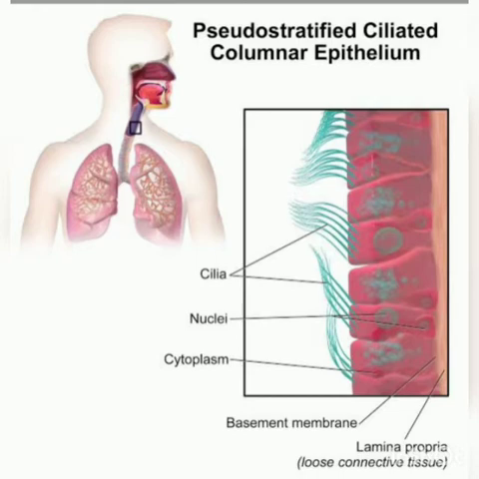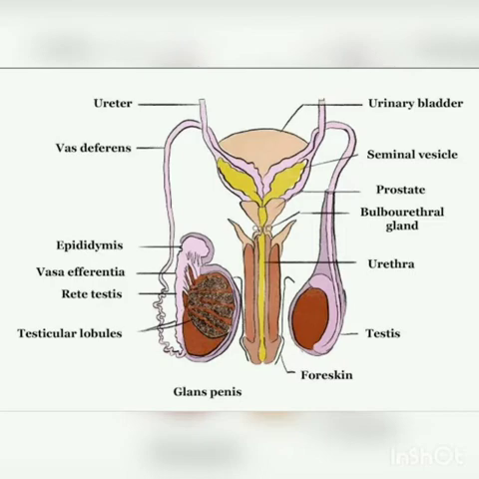The ciliated form lines the trachea, the windpipe, and the upper respiratory tract. The non-ciliated form lines the epididymis. What is epididymis? Epididymis is a part of the male reproductive system. You will start studying all this in the first lesson when you go to 12th. It also lines large ducts of glands and a part of the male urethra.